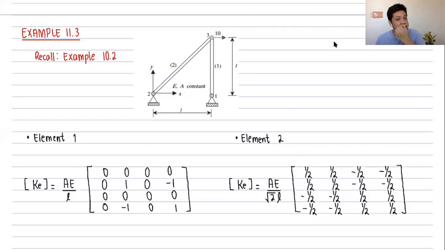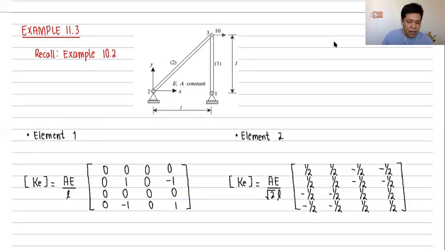Okay, so this is example 11.3. Recall from example 10.2 that these are our answers for the element stiffness matrices. Now remember that what we can do is subdivide our matrix such that per element I have 2 nodes, so I just divide. This is one division and another division.